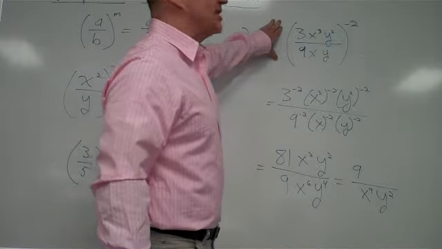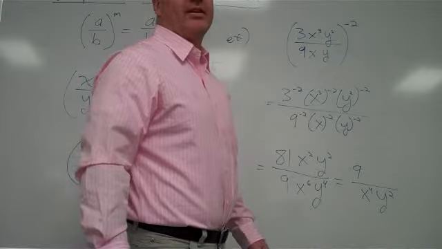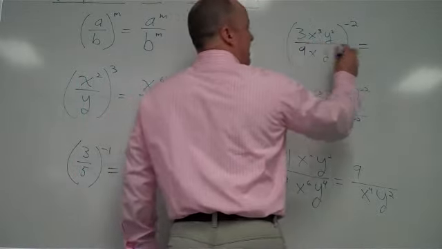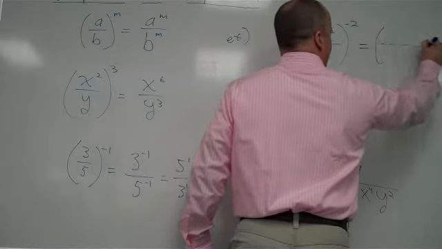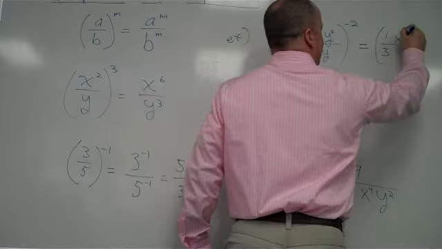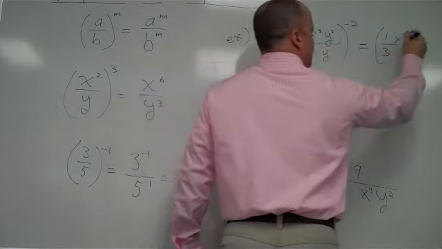One thing you could do, guys, you could simplify everything in the parentheses before you apply the negative 2. So I could have said, what's 3 divided by 9? Well, that's 1/3. X cubed over x is x squared. Y squared over y just leaves me with a y.